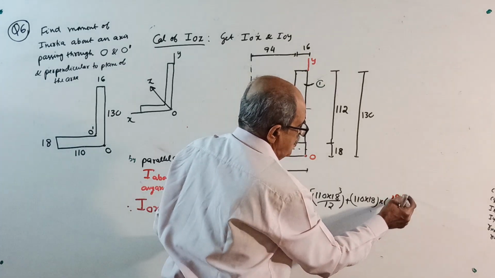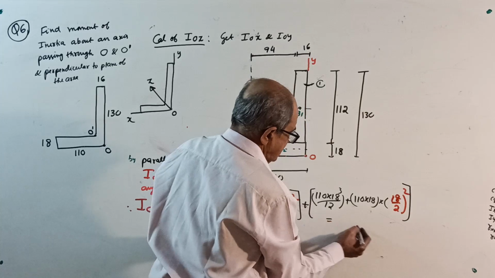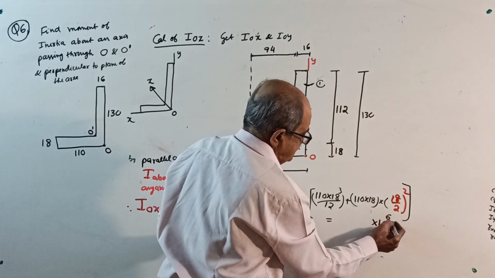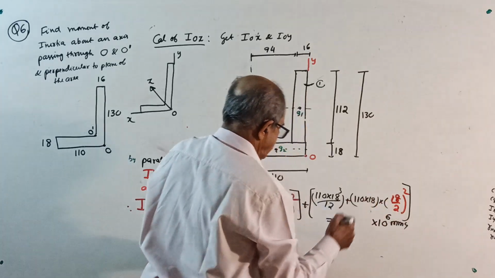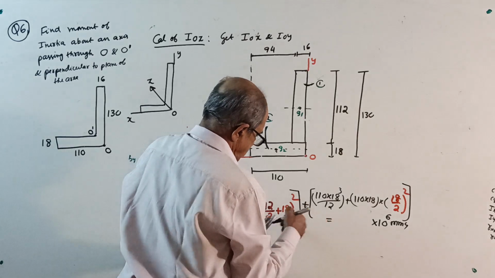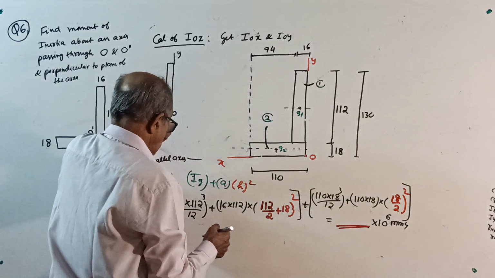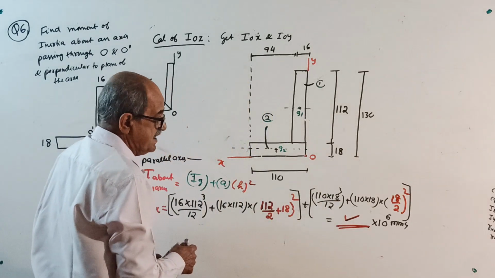18 by 2 whole square. Calculate the answer. Get the answer in 10 to the power 6 millimeter power 4. Okay, then get the answer. 10 to the power 6 millimeter power 4, 10 to the power 6, your choice. Usually I take 10 to the power 6. Okay, then I will put the right answer.